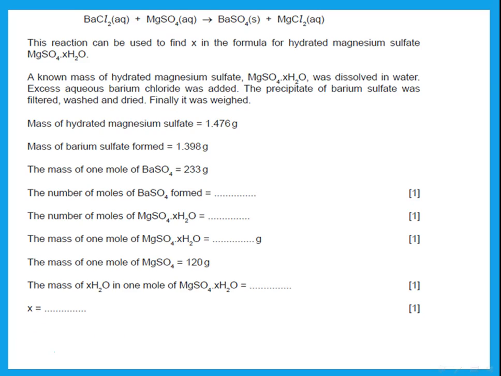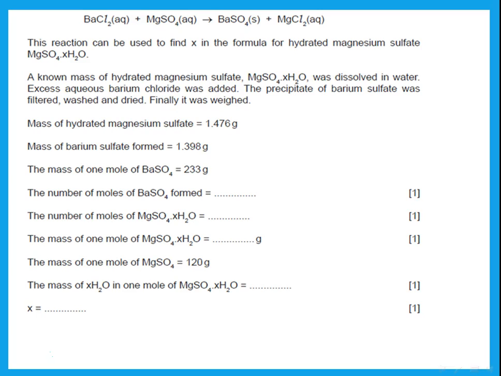In this reaction, barium chloride plus magnesium sulfate gives barium sulfate plus magnesium chloride. This reaction can be used to find the X in the formula of the hydrated magnesium sulfate, MgSO4·xH2O. So we're trying to get what is X.